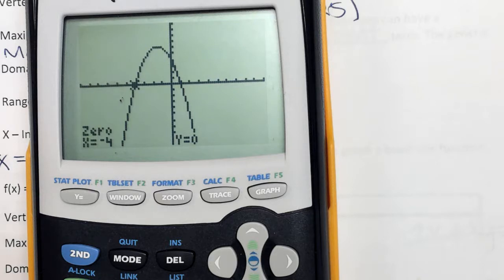Go to second trace. Go to 0. Hit enter. And then do your cursor to the left of this, which will be right here. Hit enter. Then the right of it. And hit enter. And then enter again. Let me know if you don't know how to do it. I'll help you. Did you get it? Everybody got it?